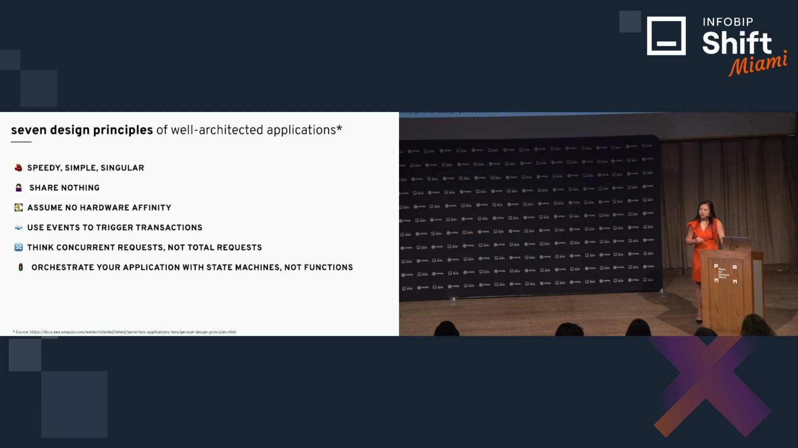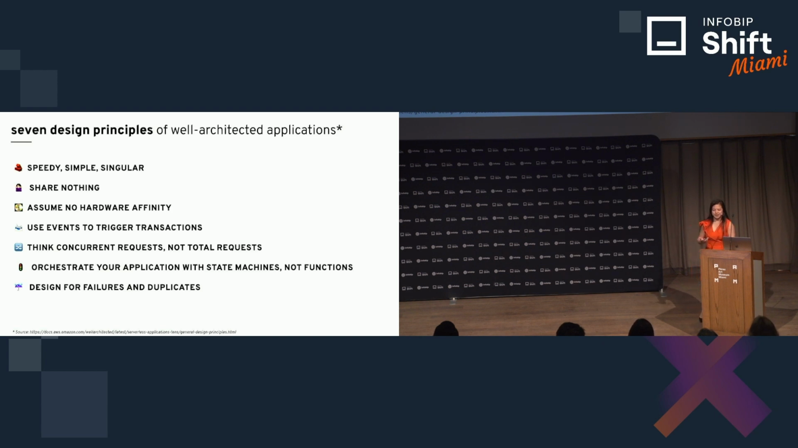Other thing, orchestrate your application with state machines, not functions, which is quite similar. You want to have one single source of truth that directs the way your applications are in terms of state. Those are all just a primer. This is just to tell you what the seven are, but this is the most important one here.